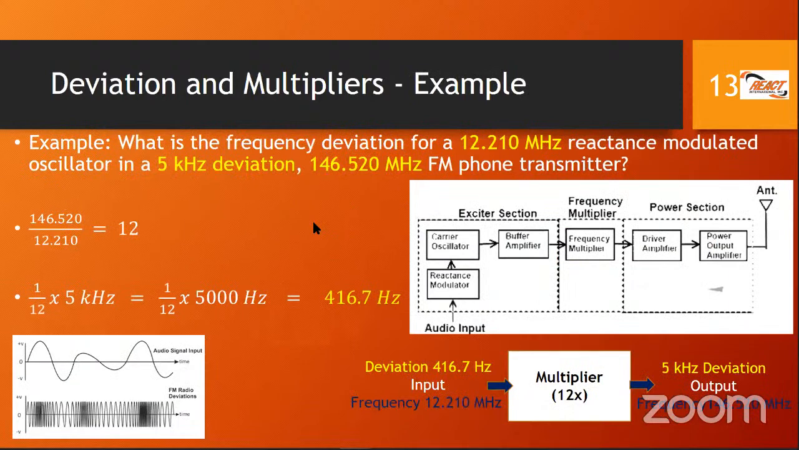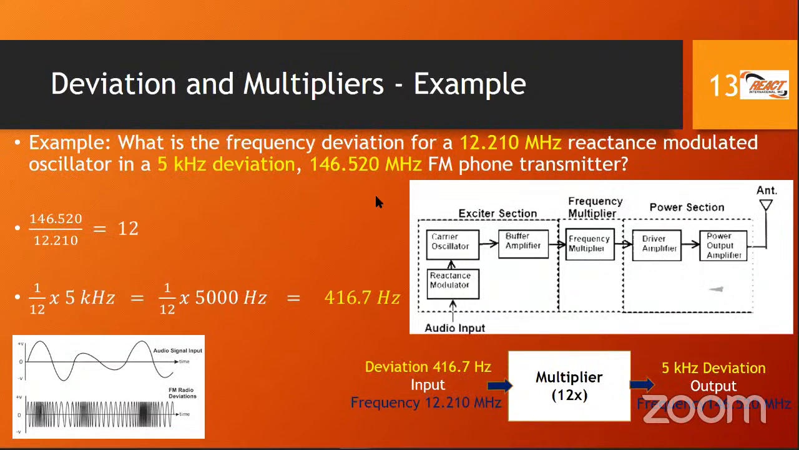So let's give an example, make it real. This is an actual question in the exam, but hopefully it will conceptualize what we just said about needing to be worried about the deviation when we generate it so that it doesn't get over-deviated. The question goes like this. What is the frequency deviation for a 12.210 megahertz reactance modulated oscillator, for a 5 kilohertz deviation, 146.520 megahertz phone transmitter? So let's break this question down a little bit. Let's see if we can make sense of what this question is telling us.